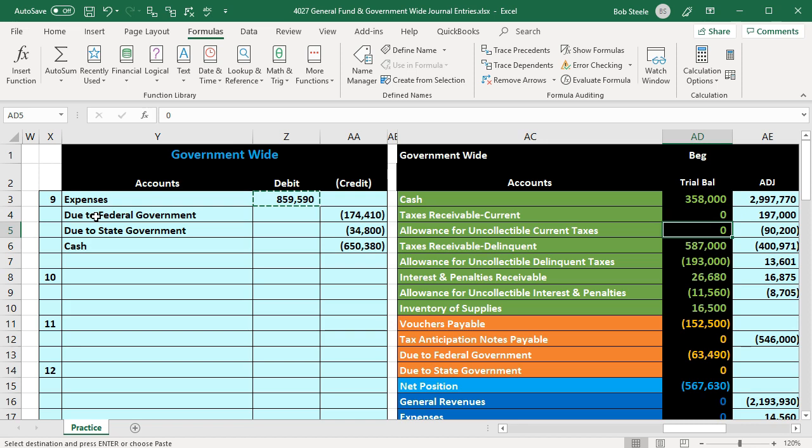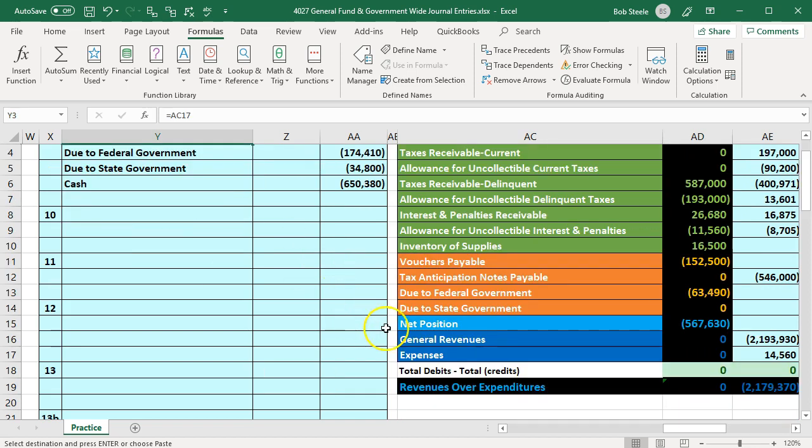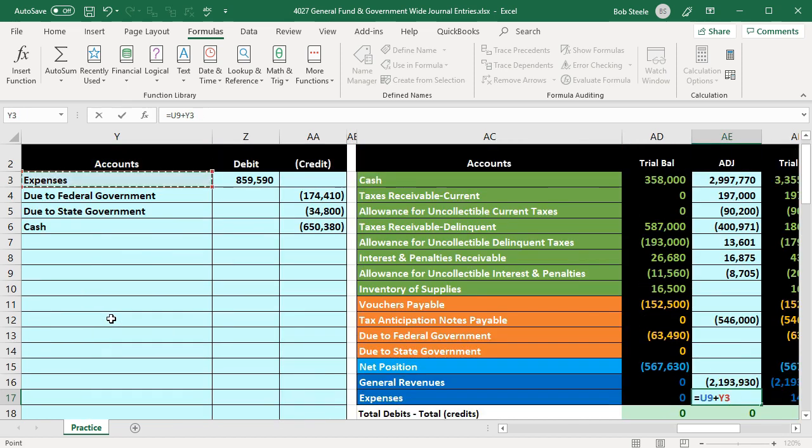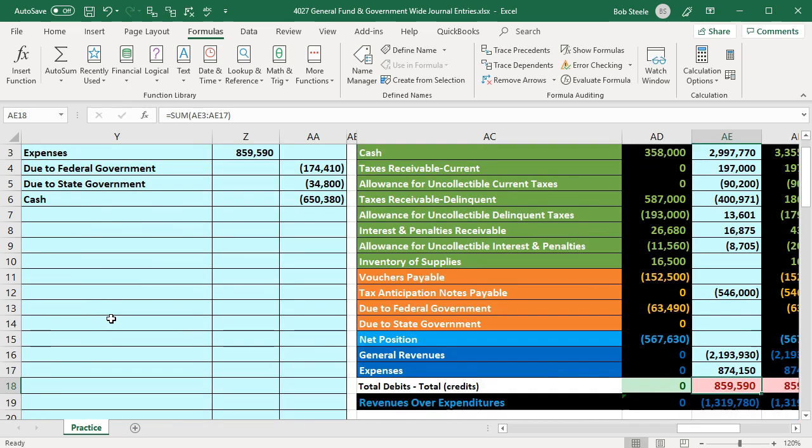So we're going to go to expenses and post that first. Here's the expenses down below. So we're in AE17, double clicking on it, go to the end of it, plus, put the cursor back down. We're going to scroll up then to the expenses, and there we have that.